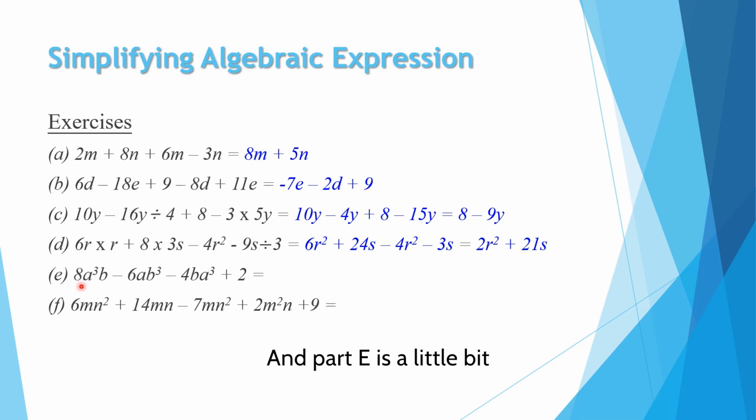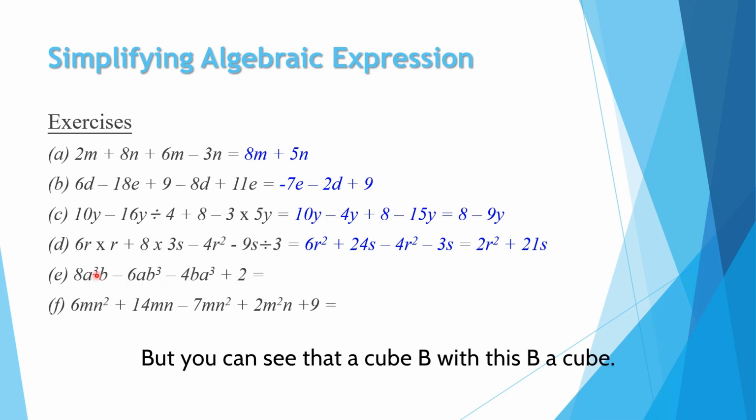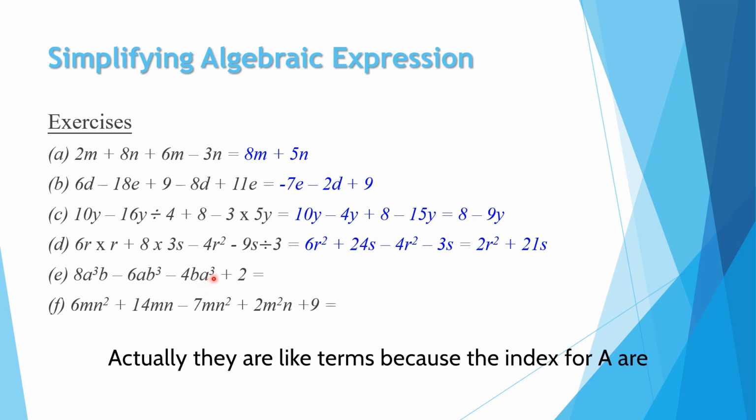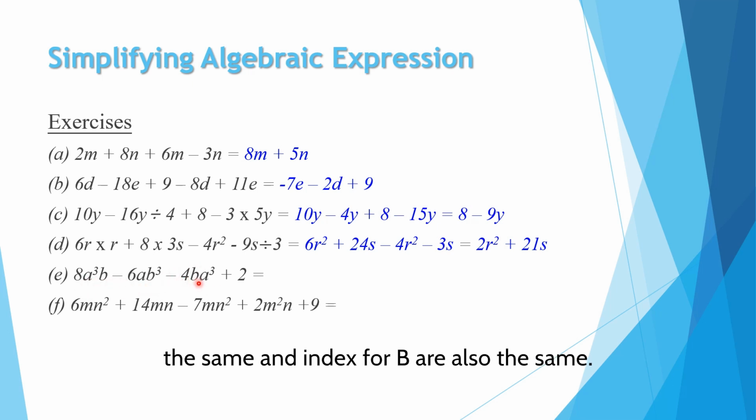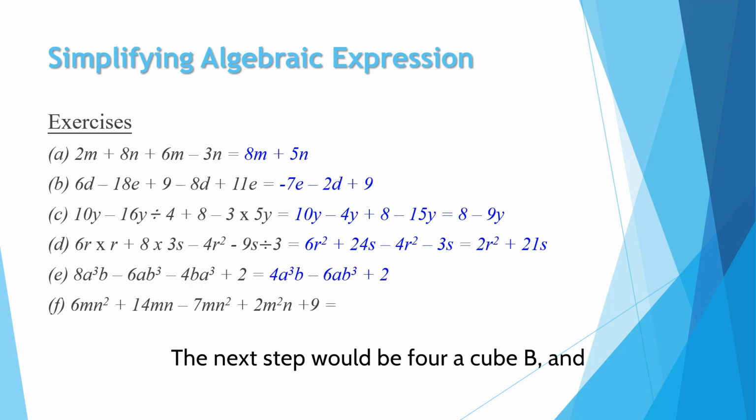And part E is a little bit interesting. They look very similar. But you can see that a cube b with this b a cube, actually they are like terms, because the index for a are the same and index for b are also the same. So we can group together 8a cube b and minus 4a cube b as well. The next step would be 4a cube b, and the minus 6ab cube will be kept like this, and then plus 2.